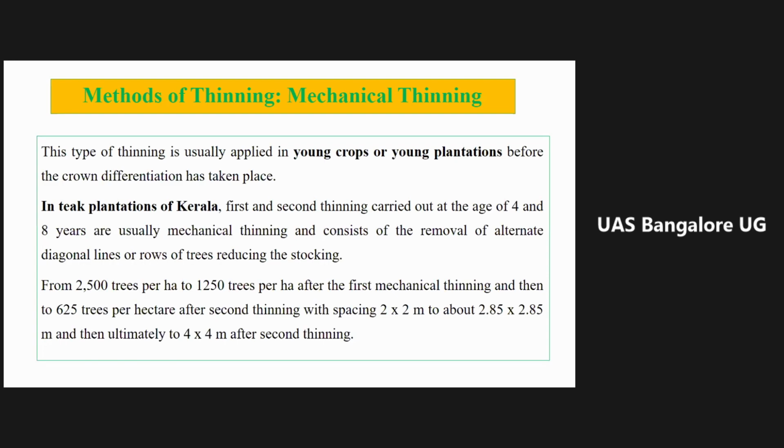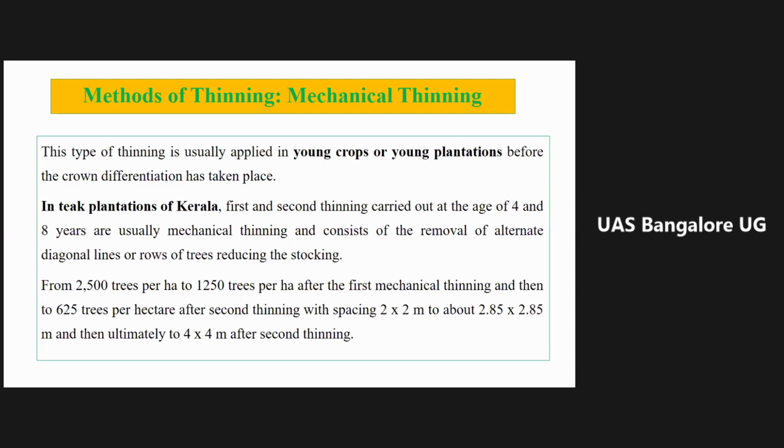So the first one is mechanical thinning, and this type of thinning is usually applied in younger crops or younger plantations before crown differentiation has taken place. Mainly in the teak plantations of Kerala, the first and second thinnings carried out at the stage of 4 and 8 years are usually mechanical thinning, and it consists of the removal of alternate diagonal lines, or alternate rows of the trees, mainly to reduce the stocking, that is to reduce the density of the stand.